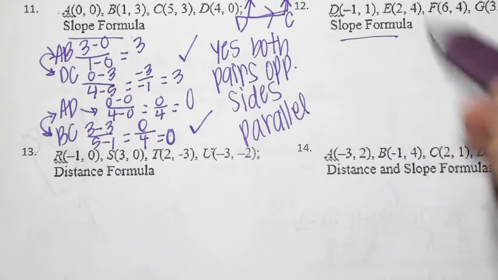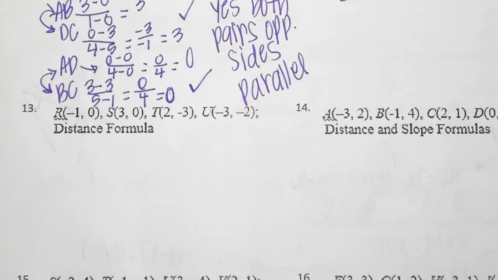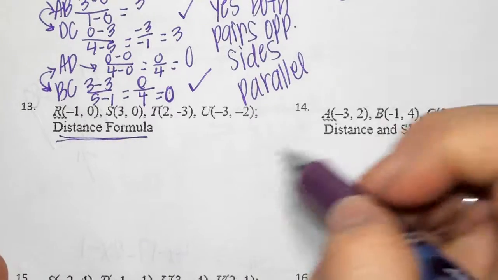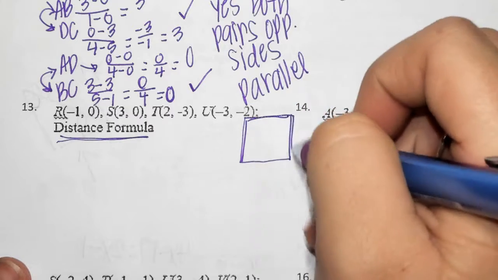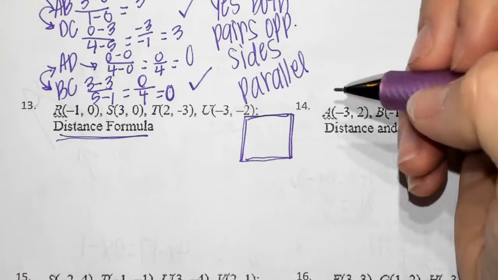Okay, so 12 is the same exact way, so I'm not going to do that one. 13 tells us to use what? Distance. Well, it's the only test that uses only distance. The one with distance, not midpoint. Distance and midpoint are different.